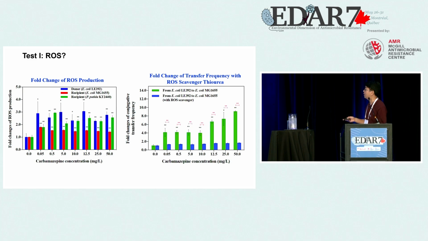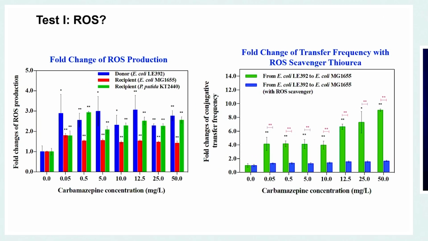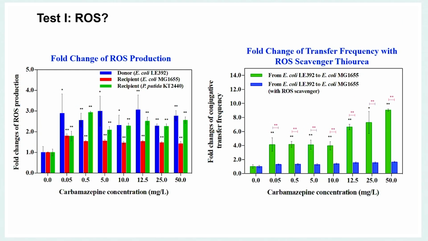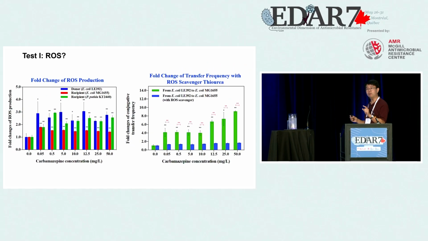So now you can see, the gray bar here is without the scavenger. Then for the blue bar, we add a radical scavenger. You can see after adding the radical scavenger, the gene transfer frequency dropped back to the control level. That further confirms ROS overgeneration is a very, very important reason for the gene transfer enhancement.